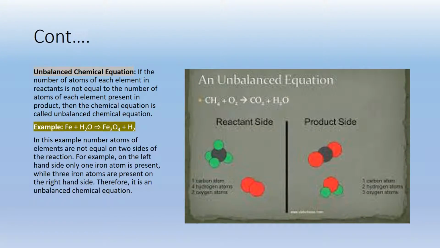Unbalanced chemical equation: if the number of atoms of each element in reactants is not equal to the number of atoms of each element present in products, then the chemical equation is called an unbalanced chemical equation. Example: Fe + H2O → Fe3O4 + H2. In this example, the number of atoms of elements is not equal on the two sides of the reaction. For example, on the left-hand side only one iron atom is present, while three iron atoms are present on the right-hand side. Therefore, it is an unbalanced chemical equation.